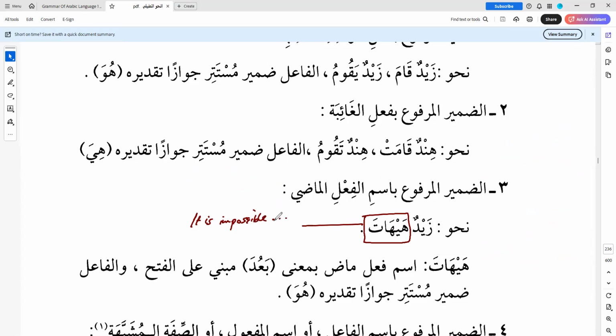It is impossible. So hayhat is Zaid hayhat. You are trying to say it is impossible for Zaid, right? Or you wish it happens for Zaid, but it's not going to happen. Hayhat. Or basically, you're trying also to say it is too late. It's too late. It's never going to happen.